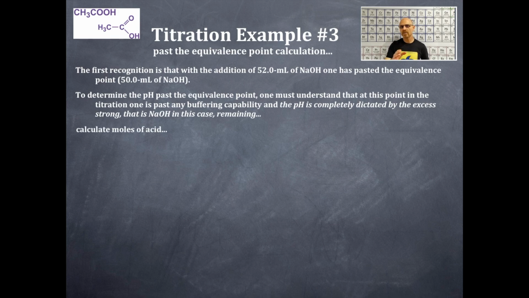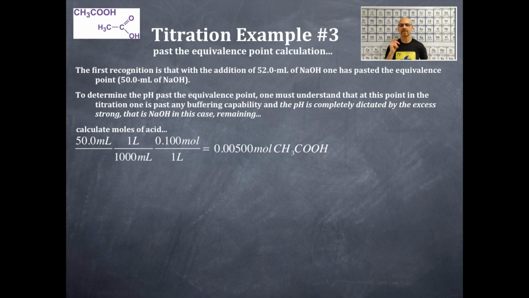So we're going to calculate the moles of acid that were inside the flask. Same calculation that we've done multiple times throughout this entire problem. That's 50 mL times the unit conversion to convert from milliliters to liters times the molarity of the acetic acid, that is 0.1 molar. Canceling out the milliliters, canceling out the liters, I have 0.00500 moles of acetic acid.